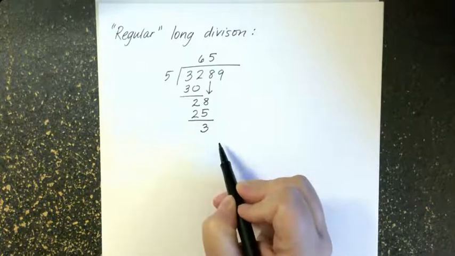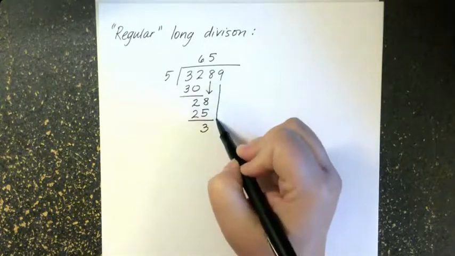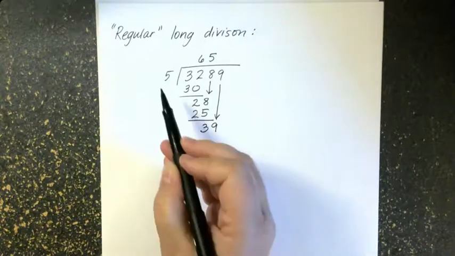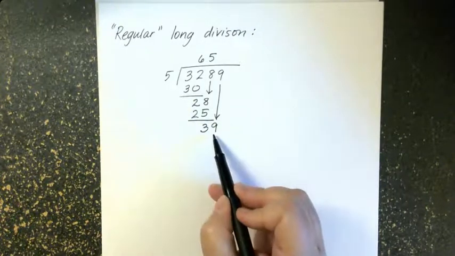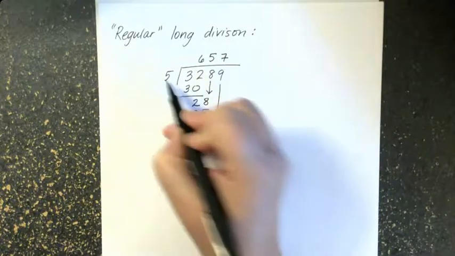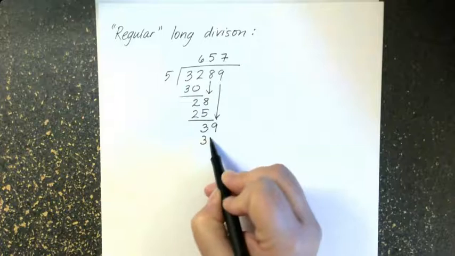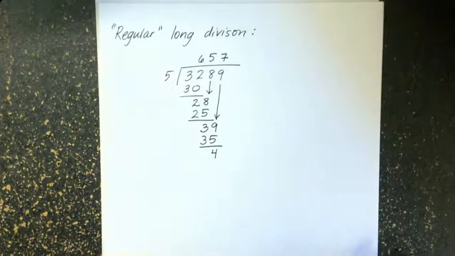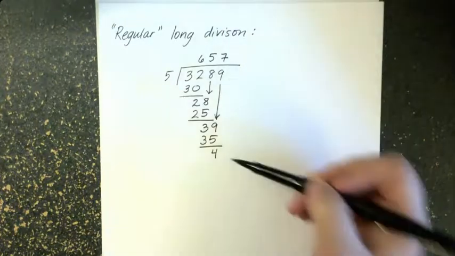Since 5 doesn't go into 3, I'm going to pull this 9 down and start the cycle all over again. 5 goes into 39 7 times. So 7 goes up here. 7 times 5 is 35, and 39 minus 35 is 4. This is my remainder, because 5 doesn't go into 4, and there's nothing else to bring down.